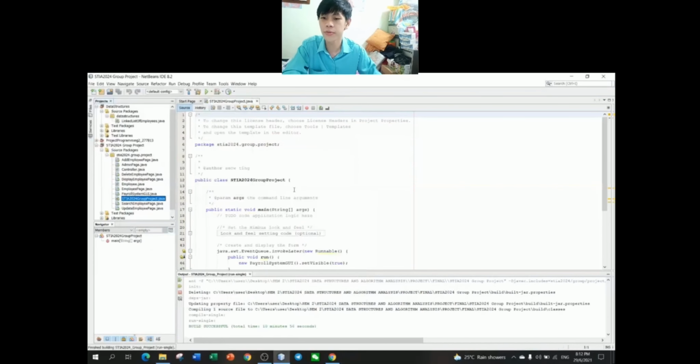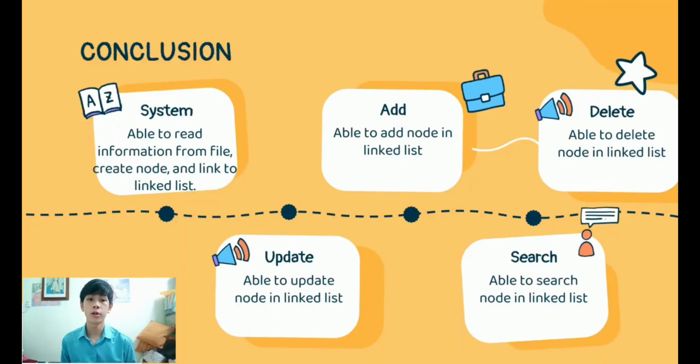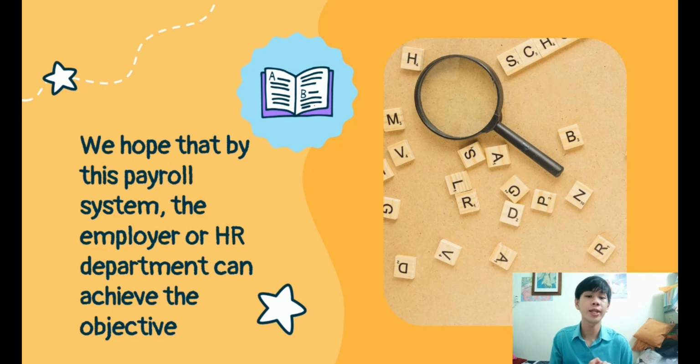Okay, thank you. So as the conclusion, in our payroll system, we applied the technique that we learned in chapter 4, which is linked list, with the concepts of find, add, delete, search, update, and display. Hence, our system is able to read information from file, create nodes, and link them to the linked list. And our system is able to add node, delete node, update node, and search node in the linked list. Lastly, we hope that with this payroll system, the employer and HR department can achieve the objective that was declared earlier, the objective of the payroll system.